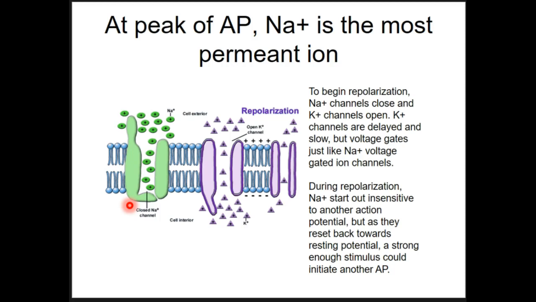As you are depolarizing, we now say that sodium is the most permeant ion. At the peak of the action potential, sodium is what's determining that positive 30. It's a positive ion. Its influx into the cell made it more positive. So at the peak of the action potential, we need to start reversing this trend. So we close the voltage-gated sodium channels, and we open what? Voltage-gated potassium channels. Now, potassium is going to flood out of the cell.